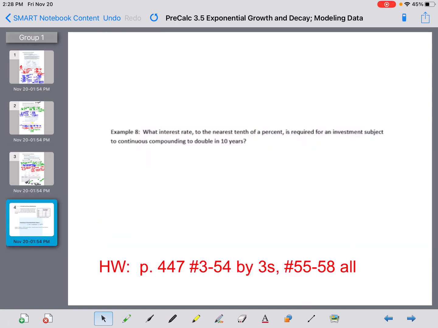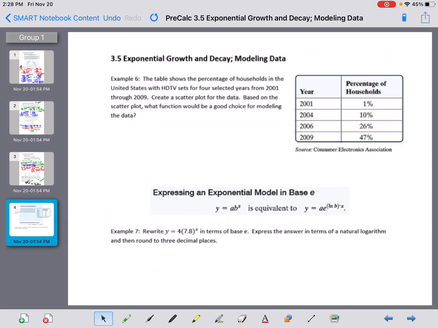Let's try another one. Similar idea, but with different data. This table shows the percentage of households in the United States with an HD TV sets for 4 selected years from 2001 through 2009. Create a scatter plot, and based on the scatter plot, what function would be a good choice for modeling the data? Okay. So obviously, our data is a little bit older than where we're at right now, right? So years since 2000, between 2000 and 2009, and then what percent own a HD TV set, right?